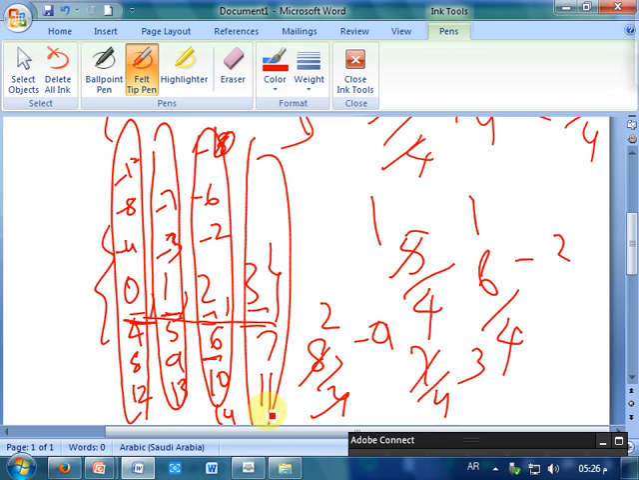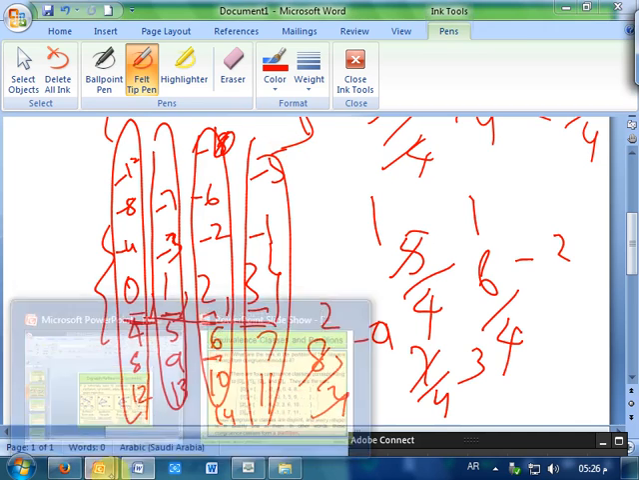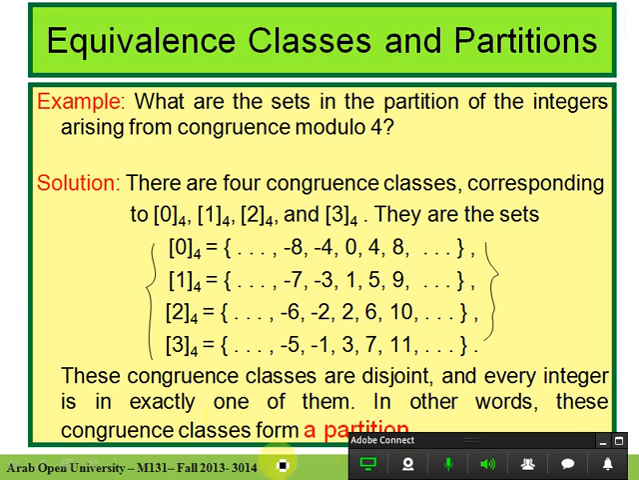Okay. In the same fashion, the class of minus 3, it is minus 1, 4 minus 1, 3. Then minus 5, 8 minus 5, 3. Okay. And so on. Minus 5, minus 9, and it continues. Okay. So this is the answer for this question. As you see over here, these are the partial sets.